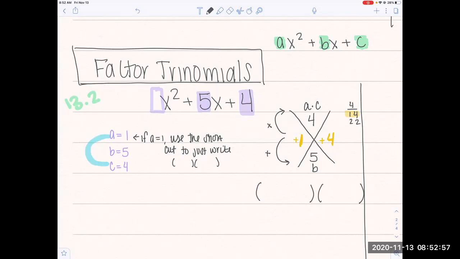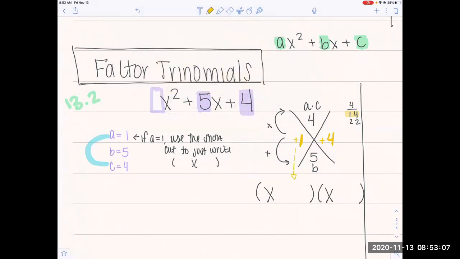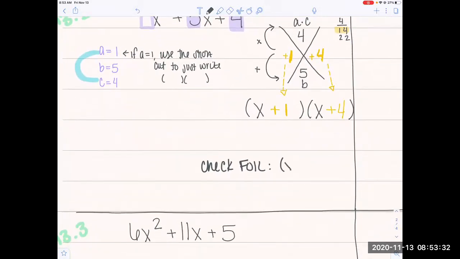Because the variable is x squared, I'm going to have x, and then my shortcut says I can write my two numbers down, plus 1, plus 4. So to check this, I can FOIL it.